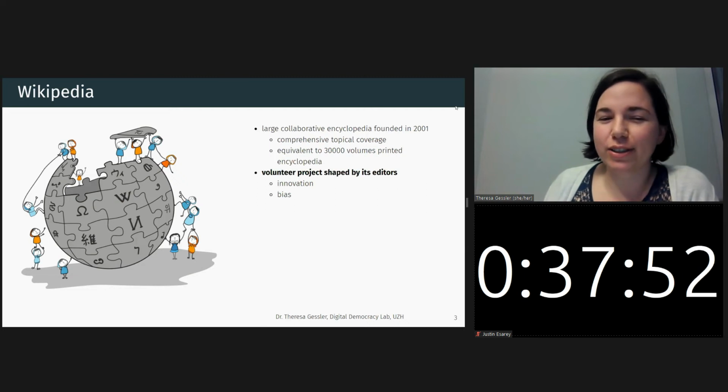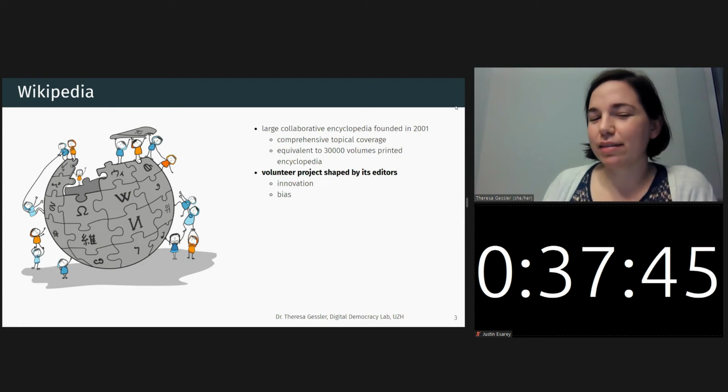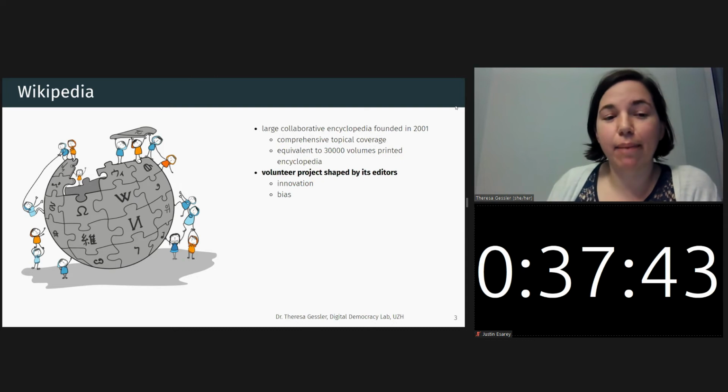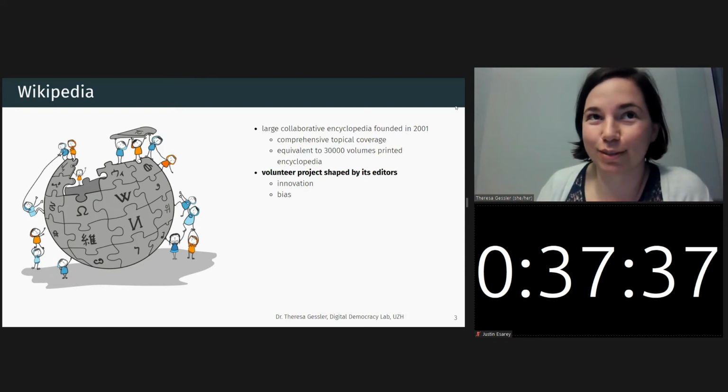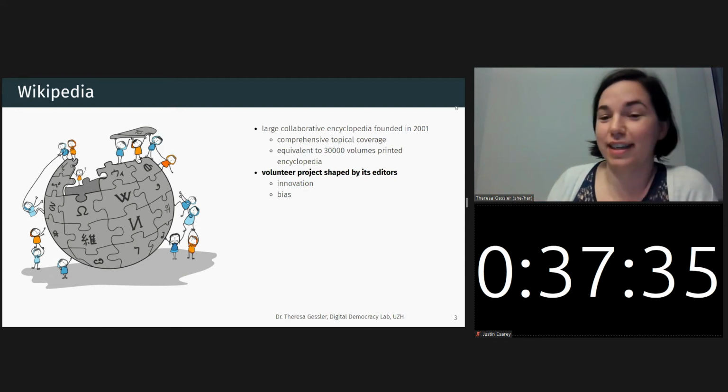What is important to highlight about Wikipedia is that it's a volunteer project that is shaped by its editors. So this means it's very versatile and it can adapt pretty quickly, but it's also shaped by the biases that the editors have, and actually researching this bias is one of the things that many people are interested in on Wikipedia.